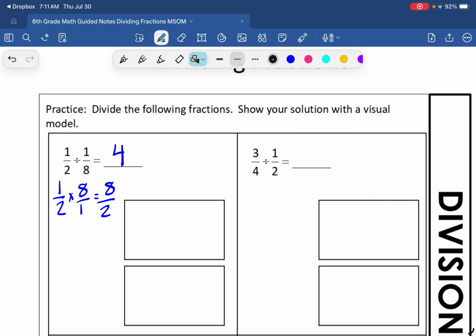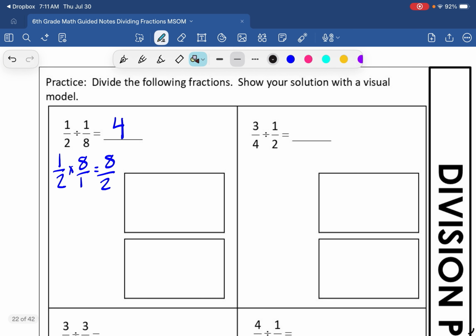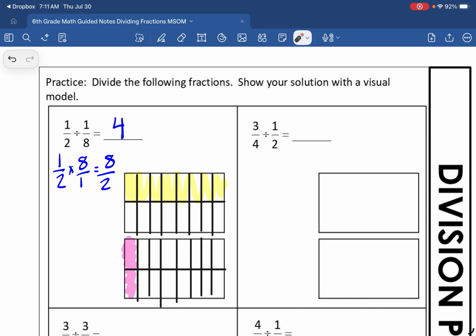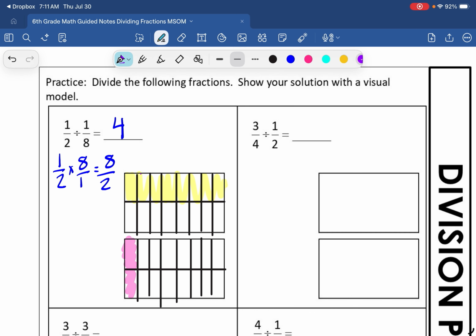Now with my model, I'm going to divide it up into halves and into 8ths. And then I'm going to shade 1/2 and then shade 1/8. I want to see how many 1/8ths are in 1/2. So I'm going to circle groups of 2 on my first model. And that is 4 groups. So I got 4 using the algorithm and the model.